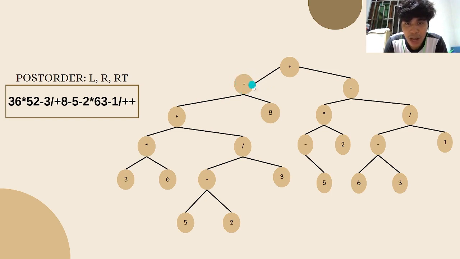This subtraction still haven't traversed to right, so we can't print it out. We go first to its right side. Here we are met with a leaf node of constant 8, and we print it out. And then we go back here to the negative, which now traversed from left to right, and now we can print it out. And then we go back to the root node and traverse to right, and the same process repeats.